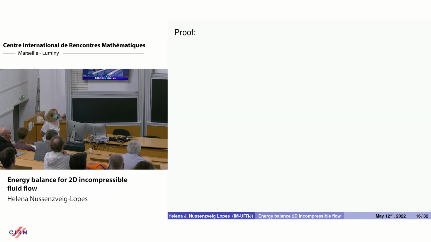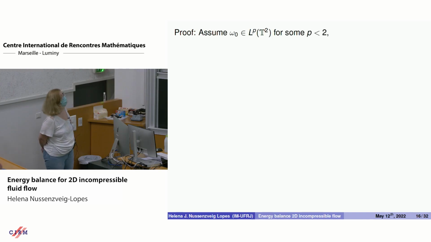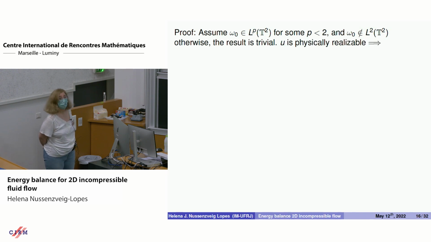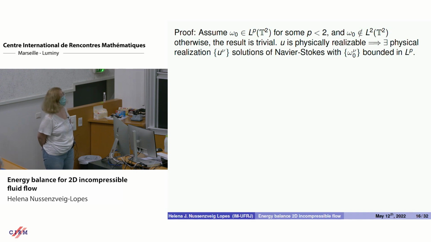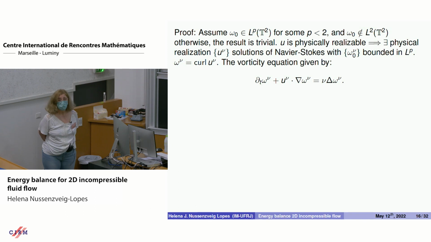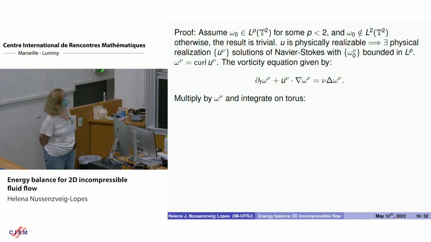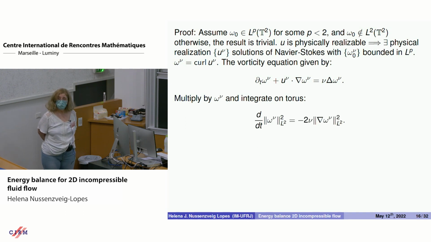Okay, so I'm going to give you a brief proof because this is a pretty simple result. Suppose you have an initial vorticity which is in L^p. Take p less than 2, otherwise the result is trivial. And if u is physically realizable, you can choose a physical realization. The vorticity equation, since you have no boundary here, is just d/dt of omega^nu plus u^nu dot grad omega^nu equals nu Laplacian omega^nu. And then you can write what happens with the L2 norm squared of omega^nu. So d/dt is given by minus twice nu times the gradient of omega^nu squared in L2.